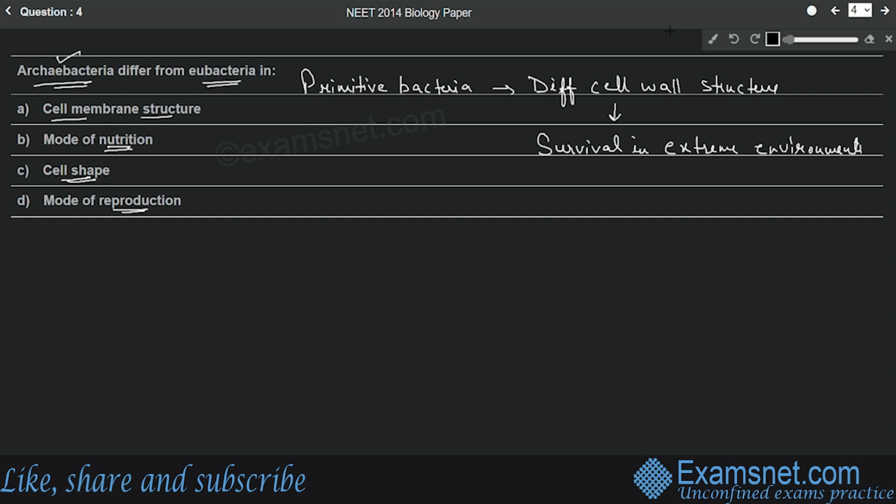Now, other than the cell wall structure, they also have a different membrane lipid bond as compared to the eubacteria.